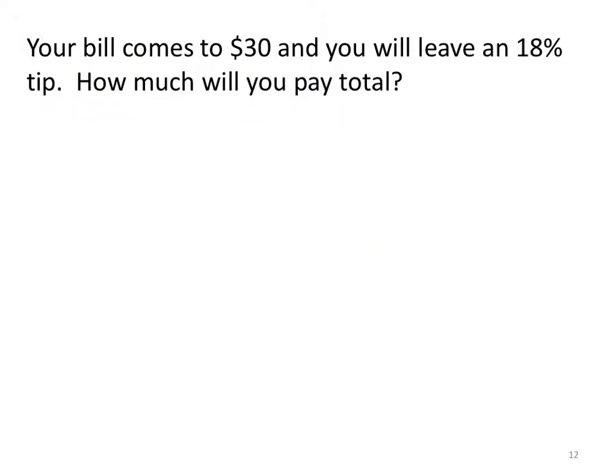All right, here's another percent problem. We may look at these a little different, and some of you guys may choose to take those shortcuts if you choose. Your bill comes to $30, and you will leave an 18% tip. This one's asking how much you're going to pay total, so it's including the tip, which means we're going to have to figure out how much the tip is. And then we can add it to the $30, even though there is kind of a different way to look at it. But let's just keep it the way it is with the percent proportion.